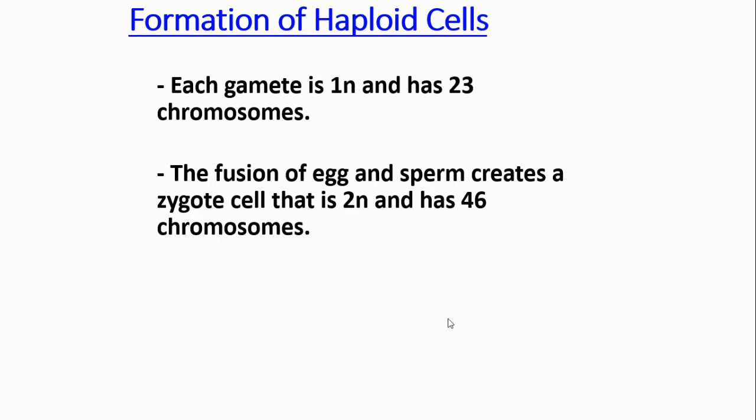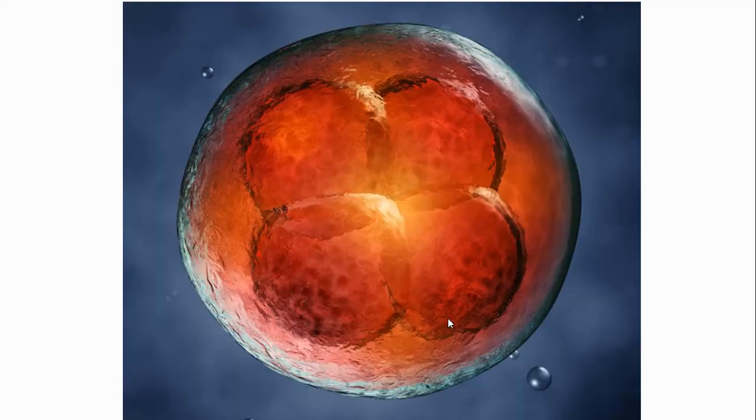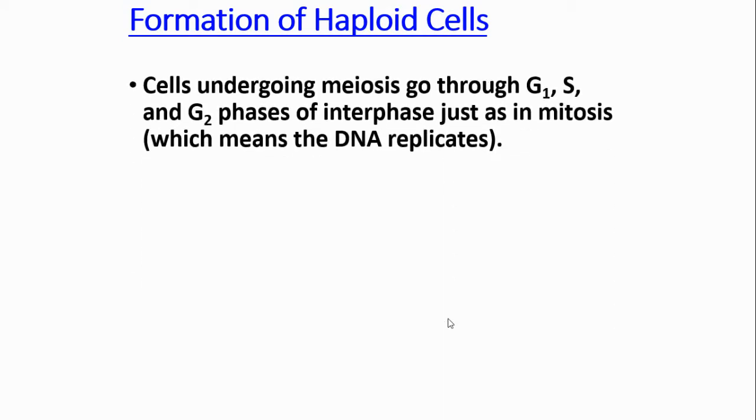Each gamete is 1N or haploid, so it has 23 chromosomes. The fusion of egg and sperm is going to create a zygote that is 2N or diploid, and it has 46 chromosomes. So there we go. Now, whenever they combine, they're going to form a blastula, which is going to divide for about a week, and then it'll implant in the uterus and actually start to become a baby.